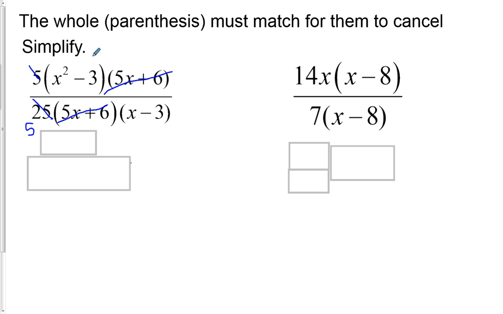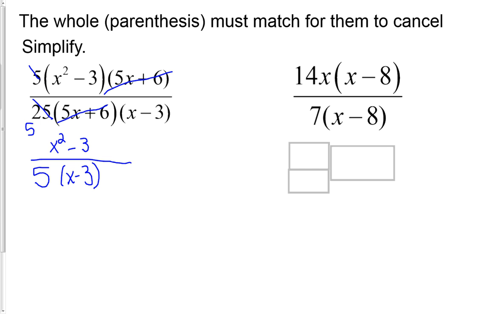So we're going to have x squared minus 3, no parentheses on top because it's the only thing left, and 5 times the x minus 3 on the bottom. And that's it. And then the last one here, 14x over 7. Well, 14 and 7 divide by 7, we get 2. Just because the x can't cancel, that's fine. We'll have 2 and x left over, right?